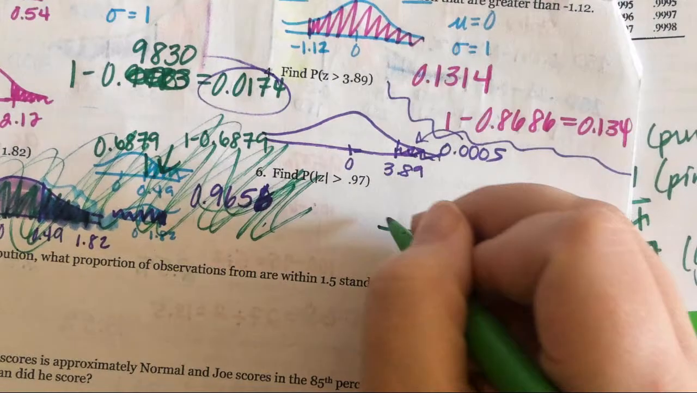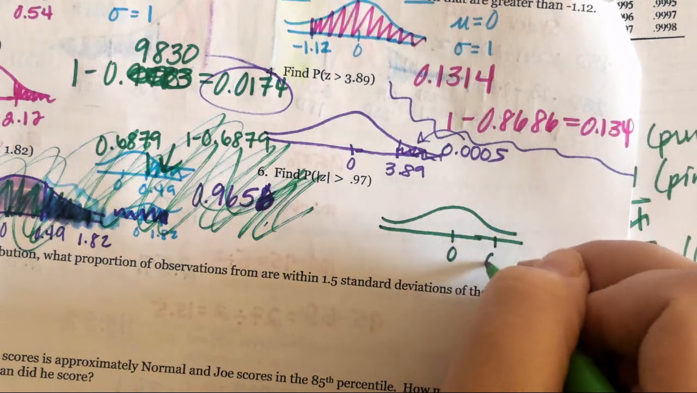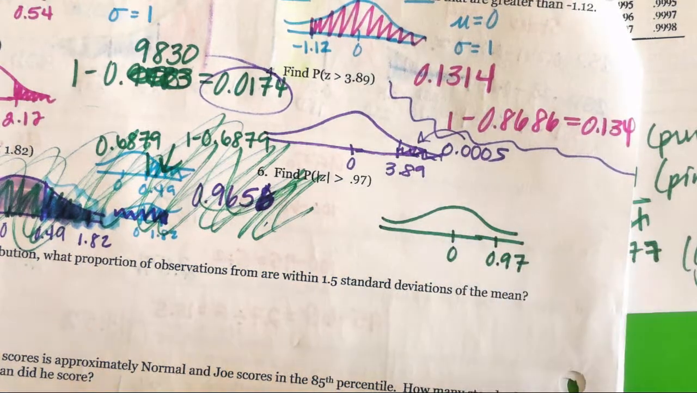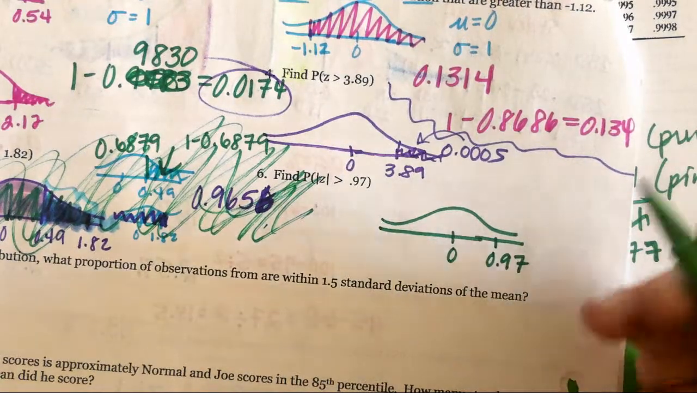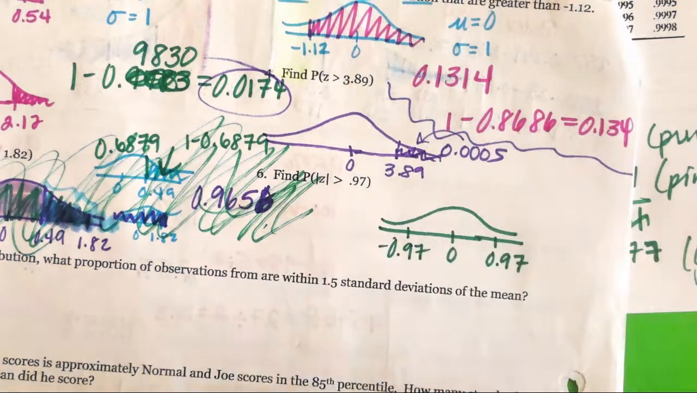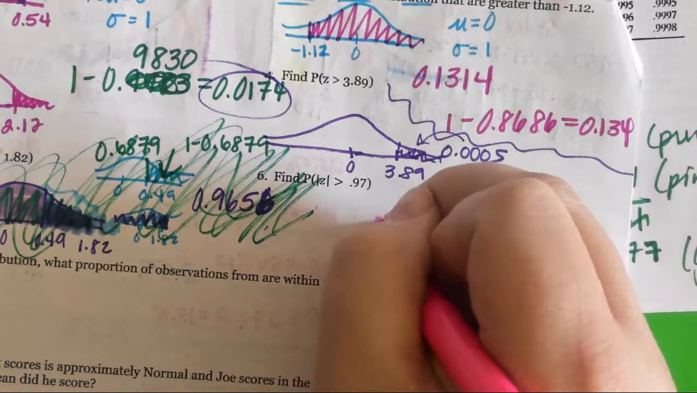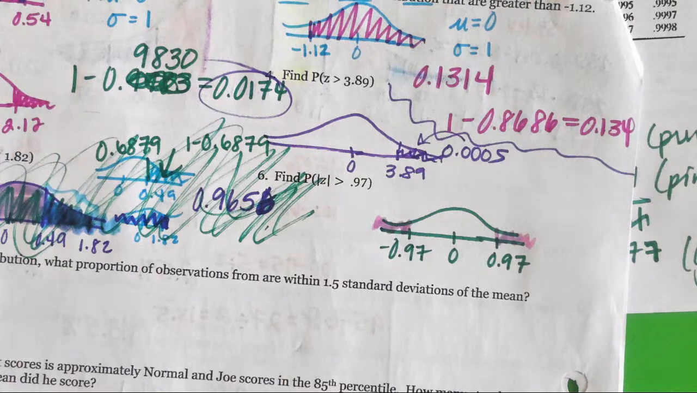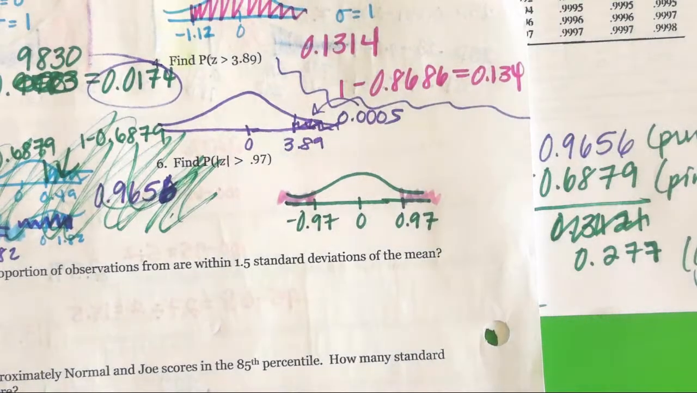They want greater than 0.97, but it's absolute value, so there's another point I need to consider. So really, when it says I want greater than 0.97, yes, they're wanting to know the region over here, but they're also wanting to know the region over here because of those absolute value bars. Could you find one of them and just double it? That's exactly what we're going to do.